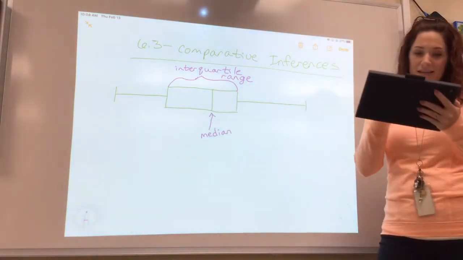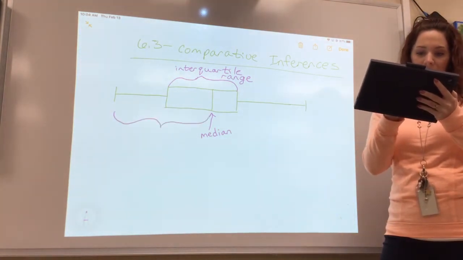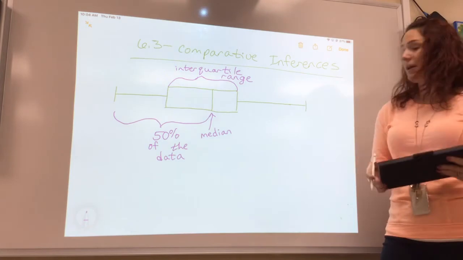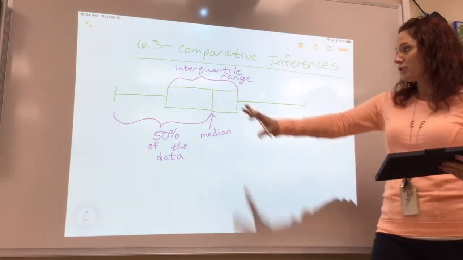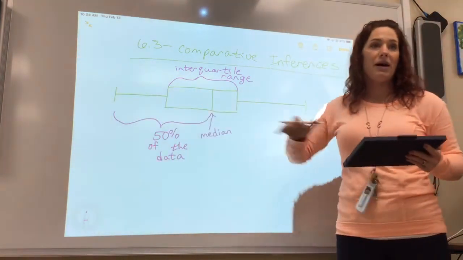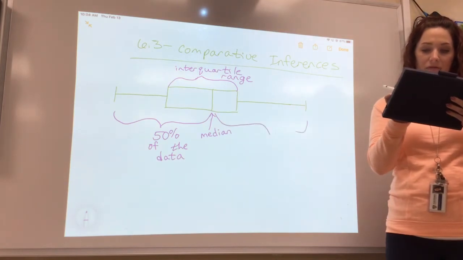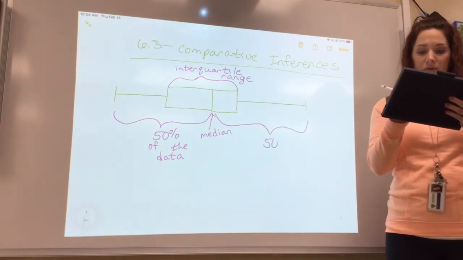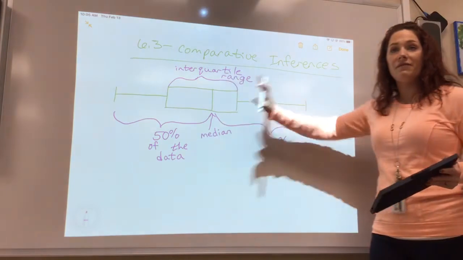So this section from the minimum to the median is 50% of the data. It might not even visually look like 50% necessarily, but 50% of my numbers make up the first half of the box plot. What percent make up the second half? The other 50%. It has to add up to 100, so we got 50% in the first half, 50% in the second half.